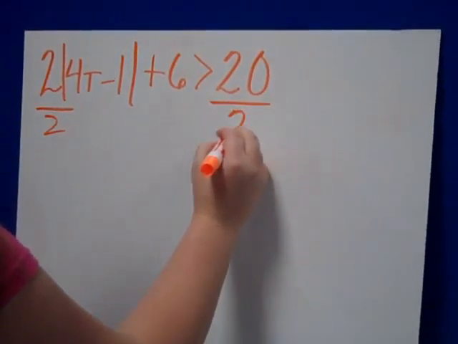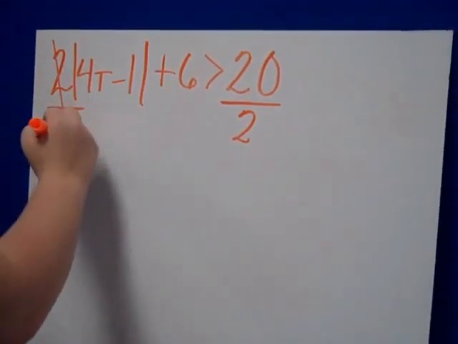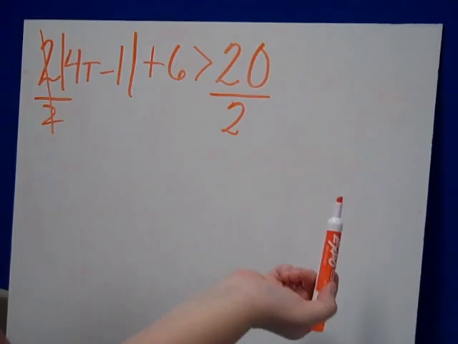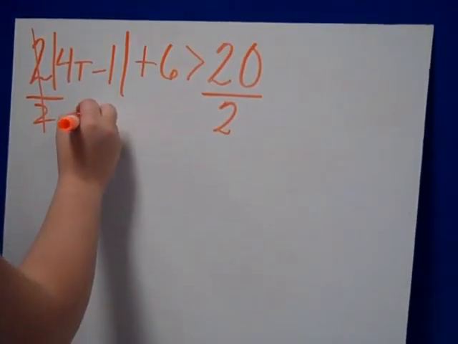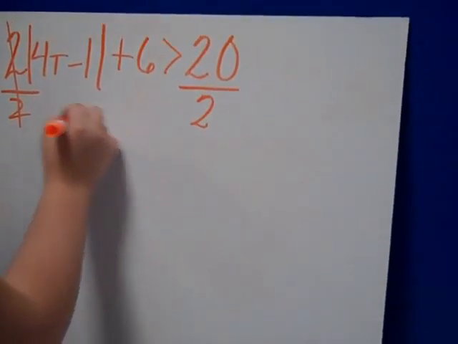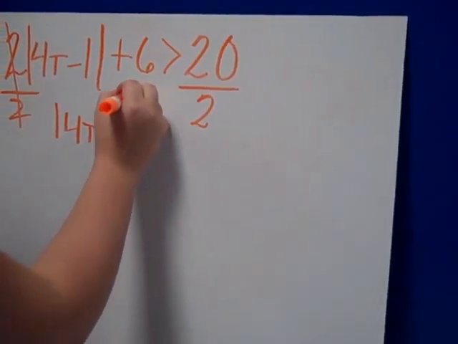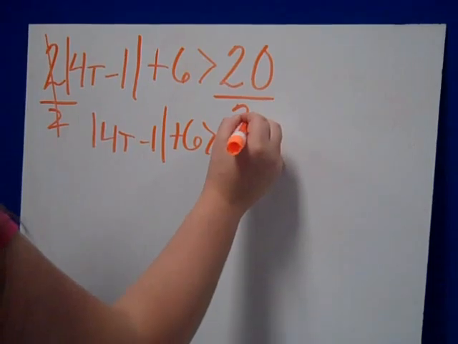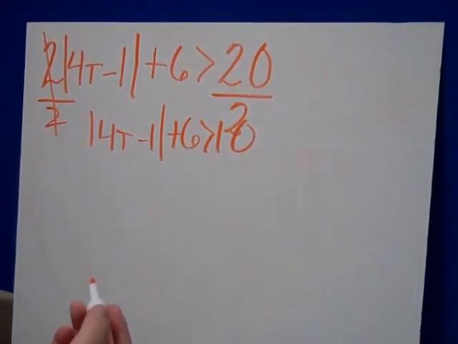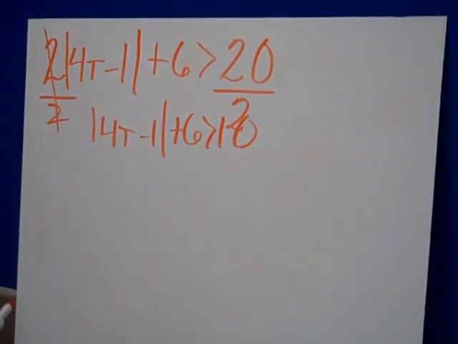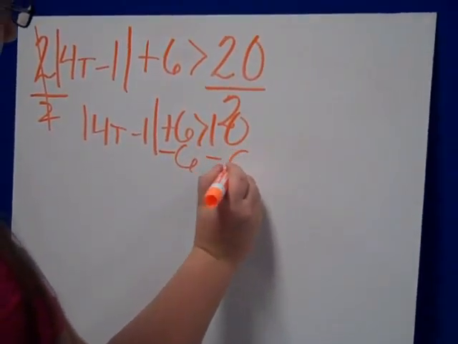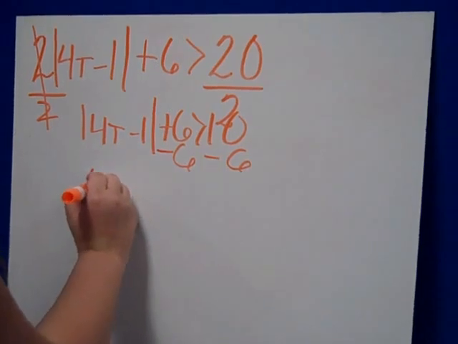And that would cancel out here. But over here, because 20 divided by 2 would equal 10. So you would have the absolute value of 4t minus 1, plus 6 is greater than 10. Now, to get rid of the 6, you would subtract 6 on both sides. And now you have the absolute value of 4t minus 1 is greater than 4.